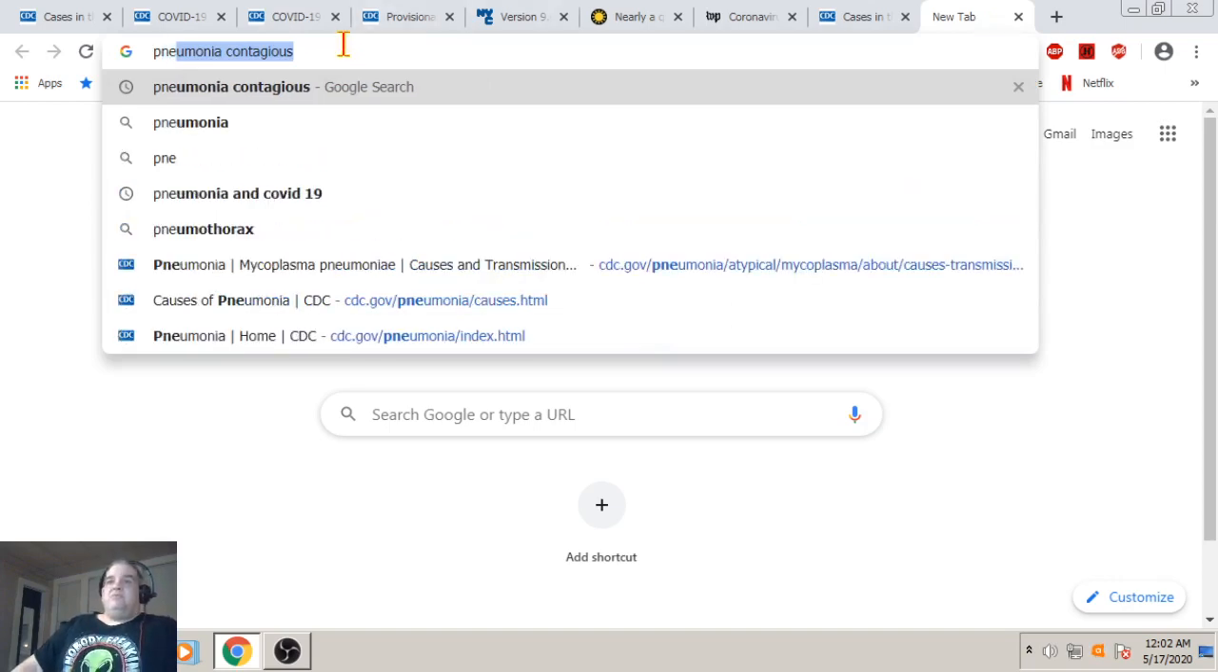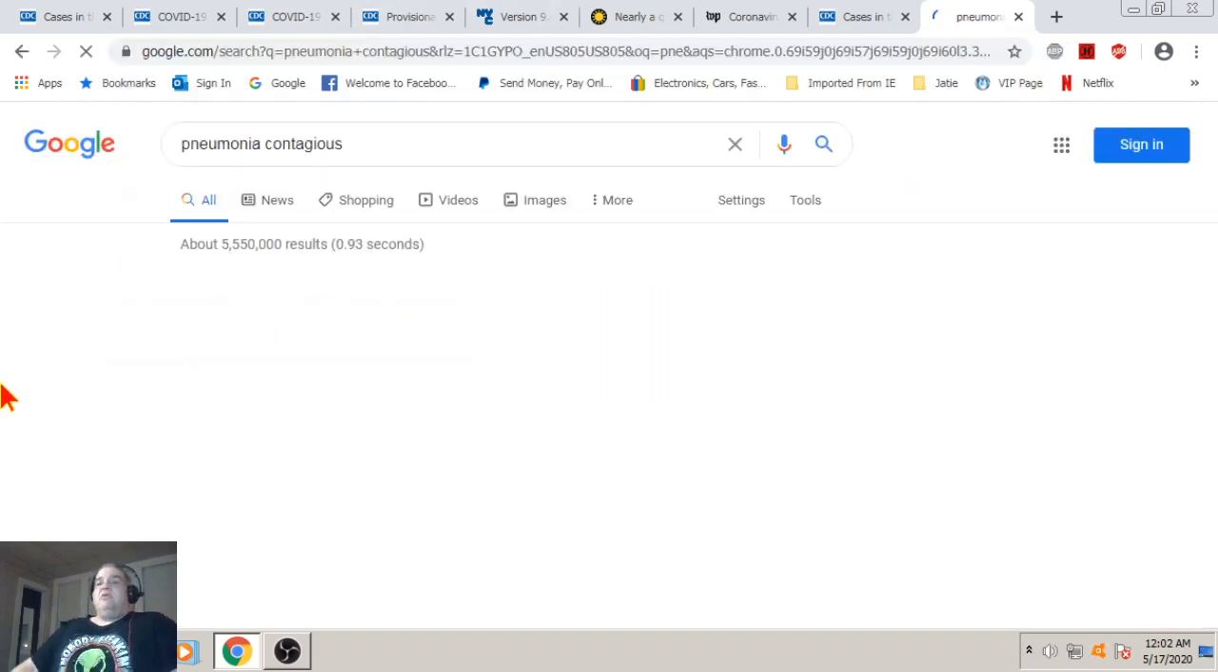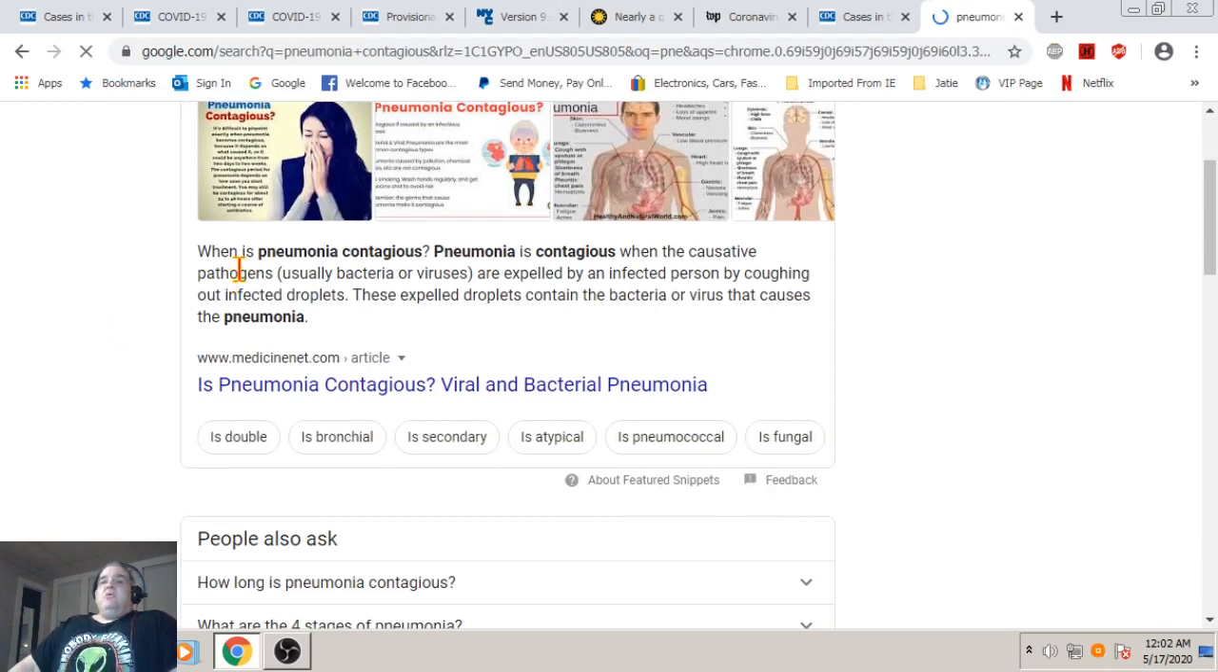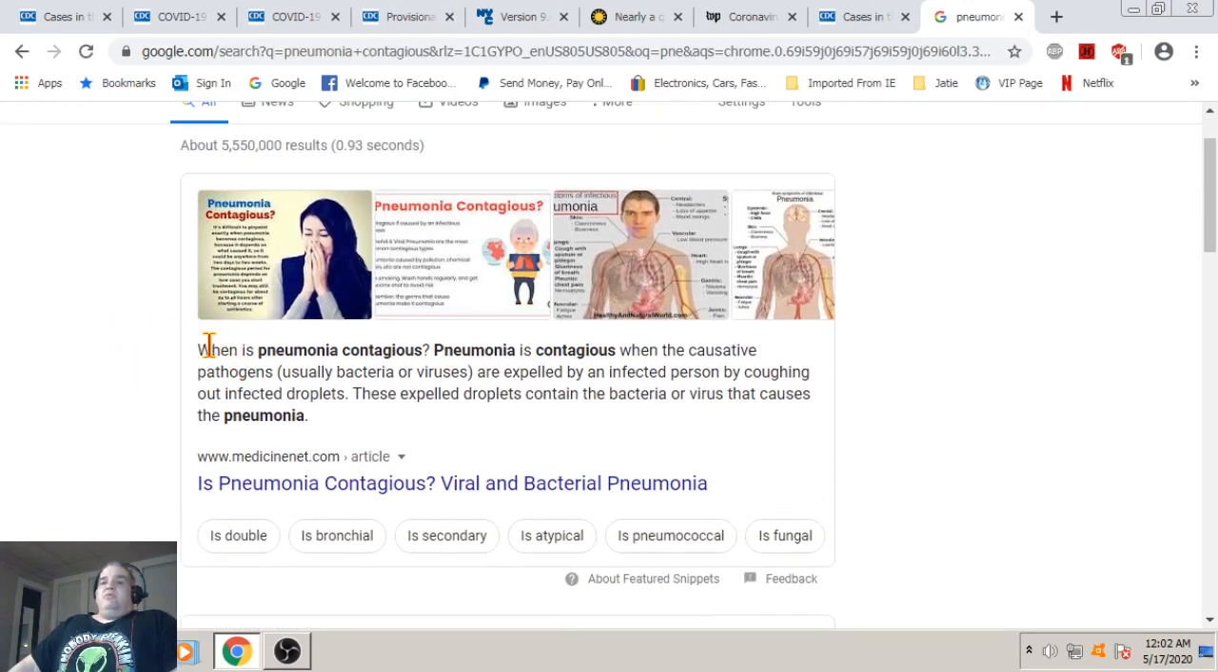I already got it up here. Contagious pneumonia, even on the CDC website. But here, when is pneumonia contagious? Pneumonia is contagious when the causative pathogens, usually bacteria or viruses, are expelled by an infected person coughing out infected droplets. These expelled droplets contain the bacteria or virus that causes pneumonia.